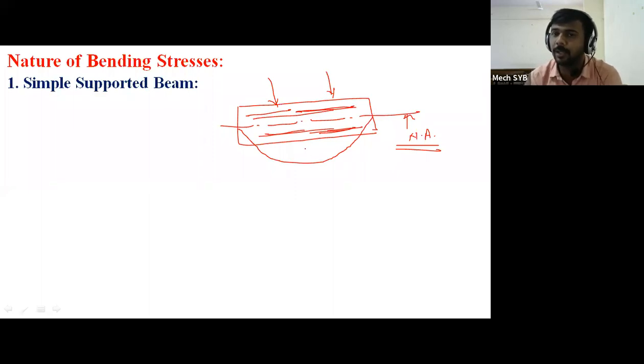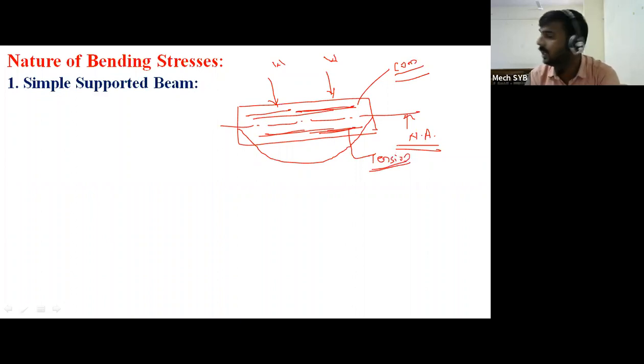So due to this beam bending, the beam is subjected to tensile stress as well as compressive stress. I have told you, when there is a simply supported beam and it is subjected to some amount of loading, it is subjected to tension and compression. Above the neutral axis, the portion is in compression, and the portion below the neutral axis is in tension.